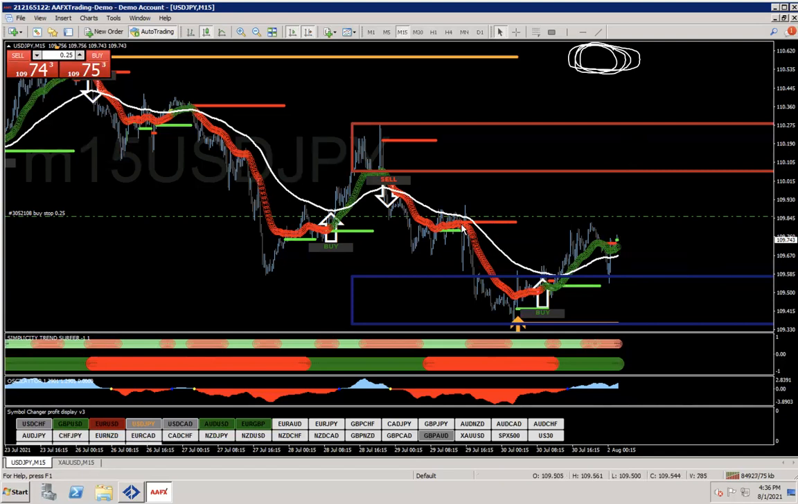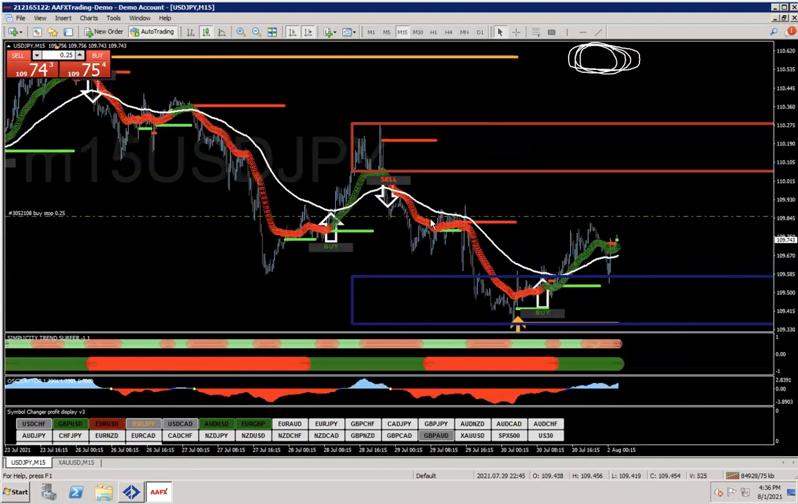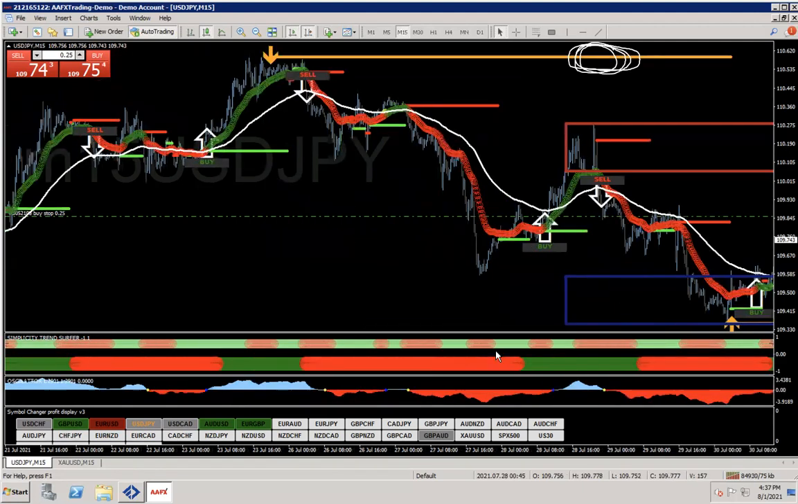Y'all see how these are instrumental? These levels of structure that simplicity gives. Saying, hey, when it breaks out this level, it should continue going back up. All right.